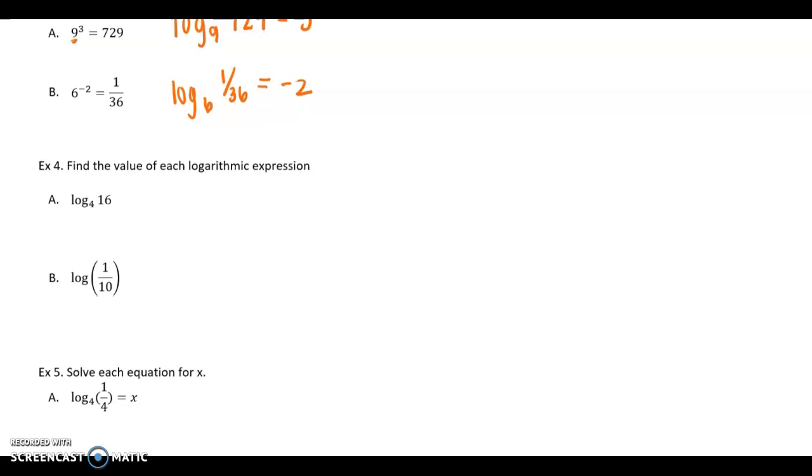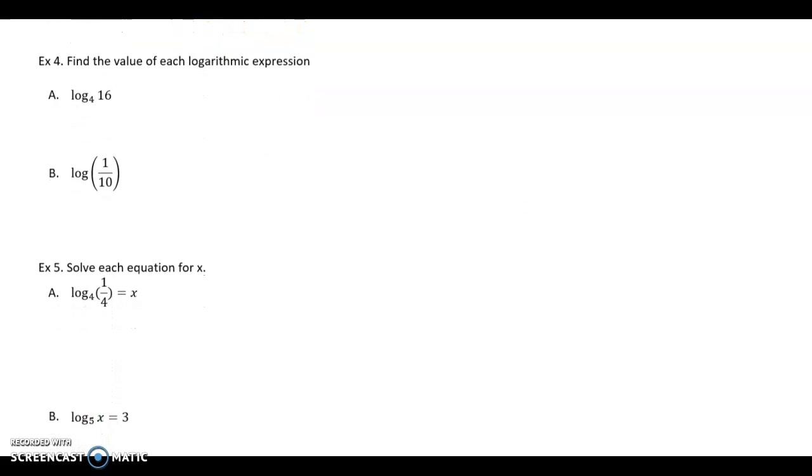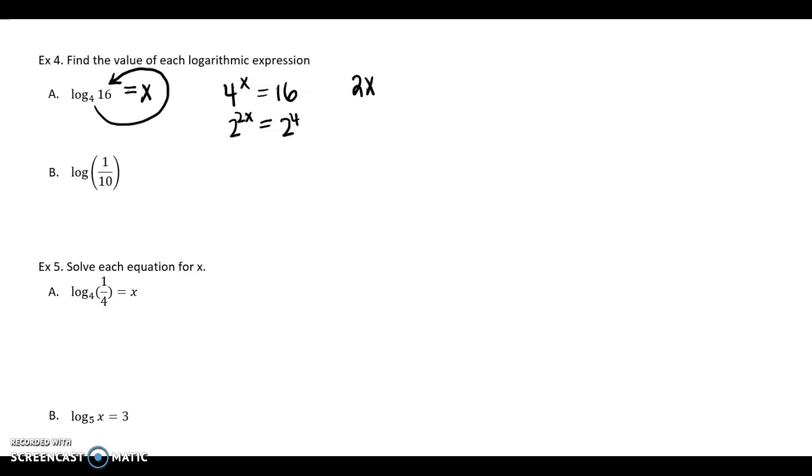Alright, so next we have find the value of each of the logs. What we're going to do is set this equal to an x or any variable that you want, and then we're going to snail it. So 4 to the x is equal to 16. You learned how to solve these in the previous section, so we could rewrite this as 2 to the 2x is equal to 2 to the 4. Set the exponents equal to each other. 2x equals 4. Divide by 2. x equals 2. And that would be our answer.